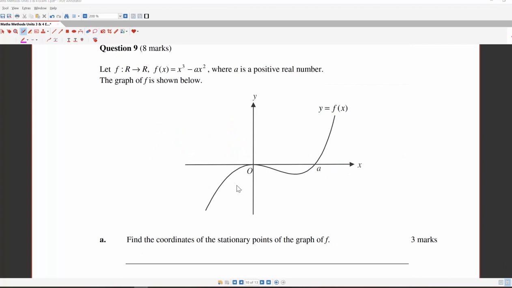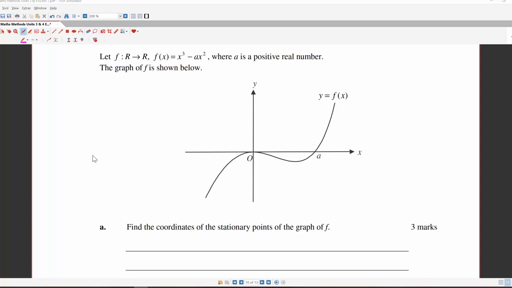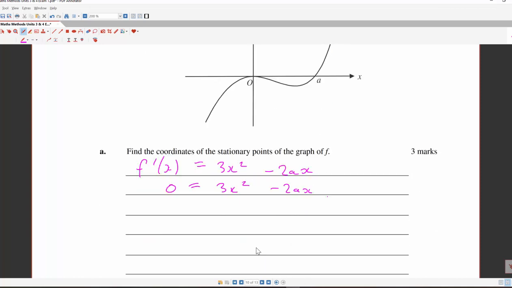So we want to find the stationary points of the graph of f, where f is that function there. The first thing we'll do is f dash x, we'll get the derivative function 3x squared take away 2ax, and we'll let the derivative equal 0. So we'll basically say, when's your gradient 0? 0 equals x(3x take 2a), so x is equal to 0, x is equal to 2a on 3.